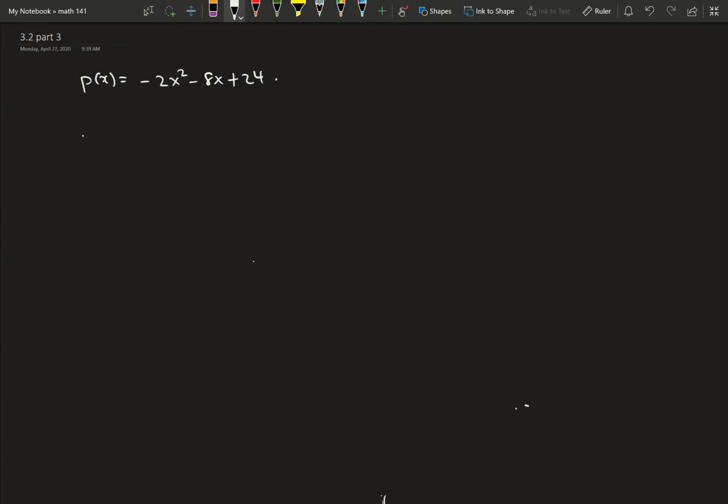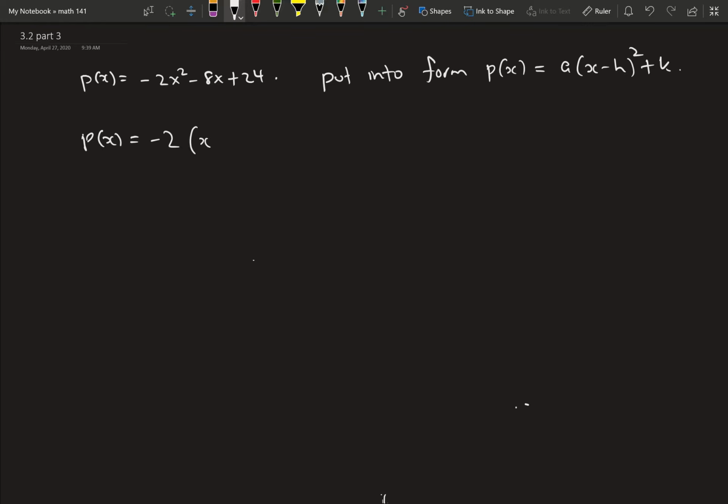Okay, so we left off with this polynomial to put into vertex form. So we want to put it into the form p of x is equal to a times (x minus h) squared plus k. So what do we get here? Well, we first have to factor out the minus 2. So we have x squared plus 4x, and then we leave the 24 outside of the process.